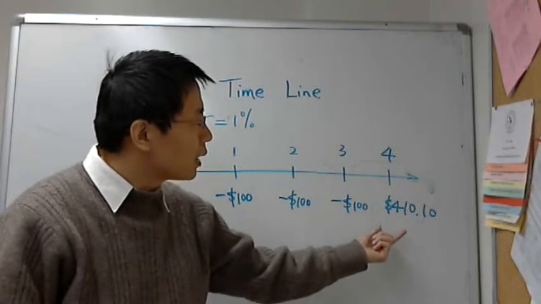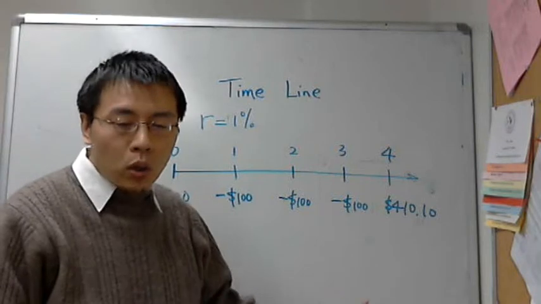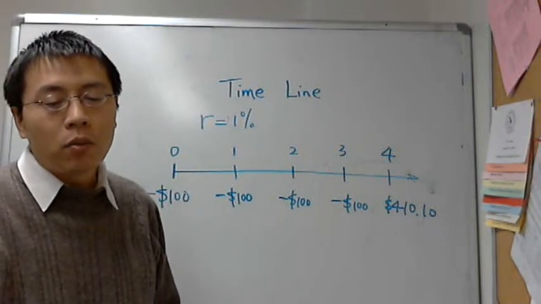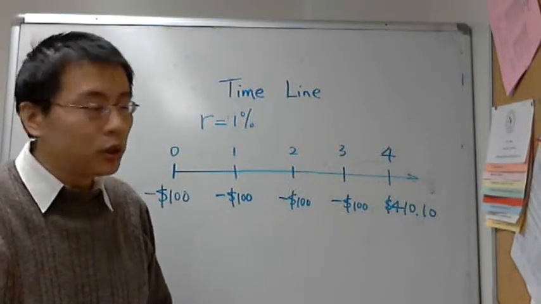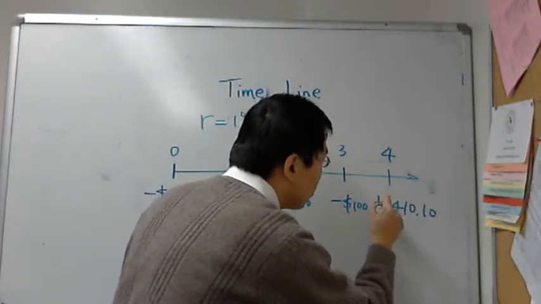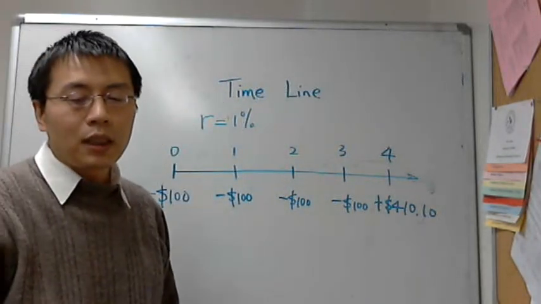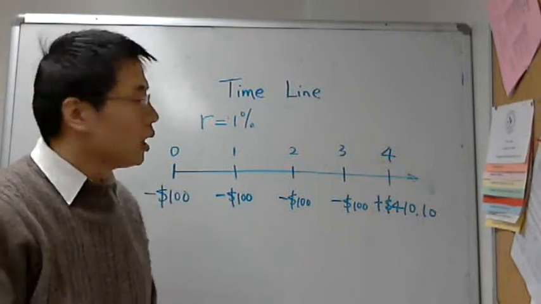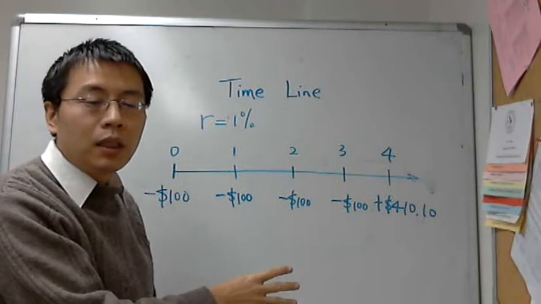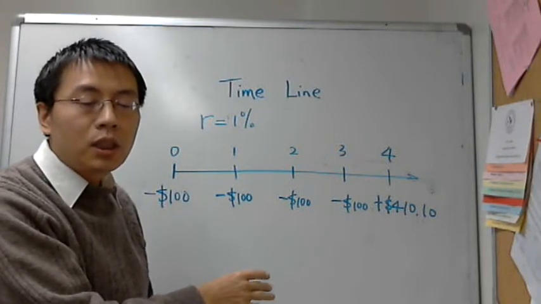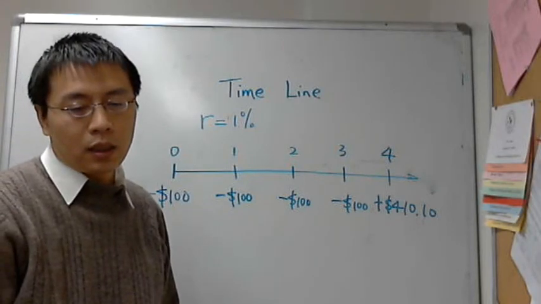This $410.10 will go into the investor's pocket. So that is a cash inflow. So we can write down positive $410.10. So that's how we use the timeline to model this simple investment project.